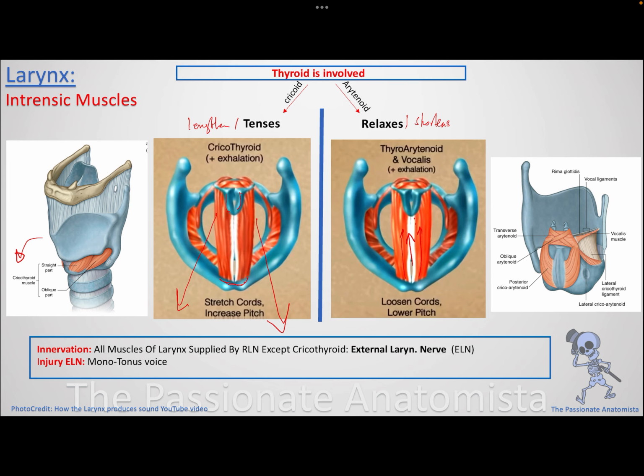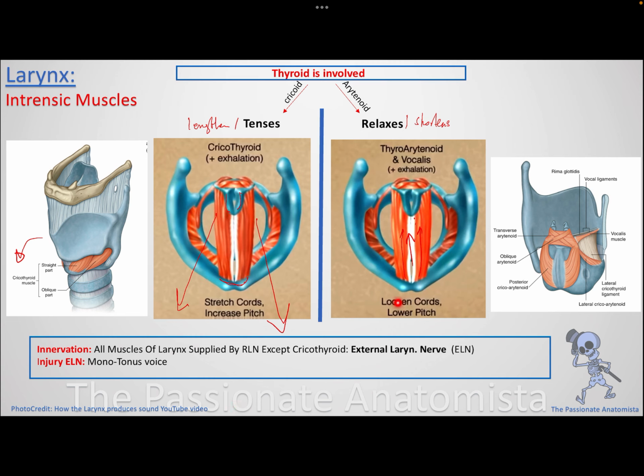Now, these two diagrams are taken from a very nice video on YouTube, and that video is how the larynx produces sound. I would advise you guys to go ahead and watch it, and I will share the link in the description box. And thanks to that video, because that will help you understand how these muscles work. I'm going to play the videos now. I took parts of that video that would serve to understand the part I'm explaining now, but the full video and other material regarding the larynx is there. You can go ahead and watch it.